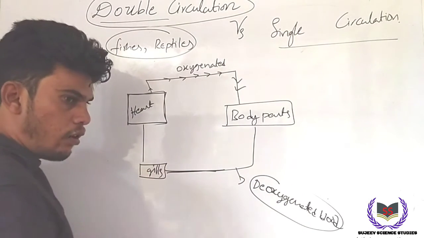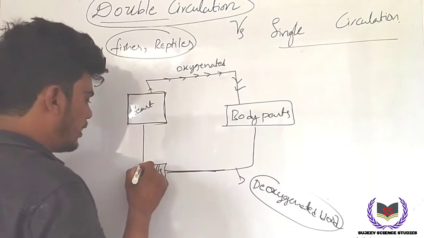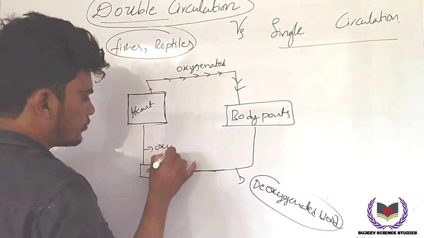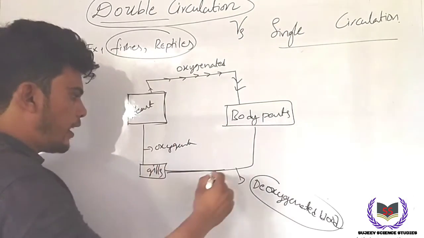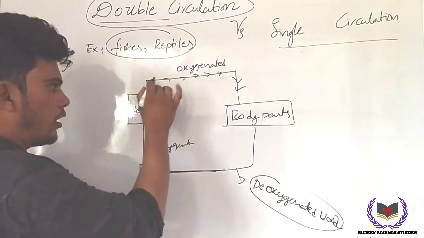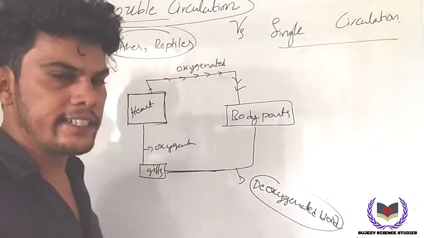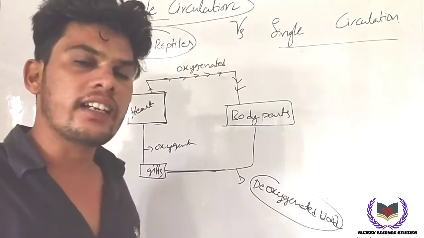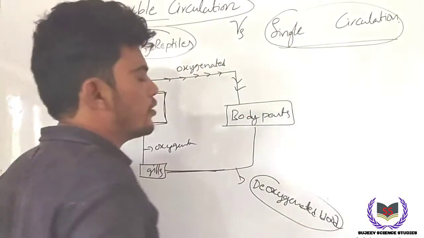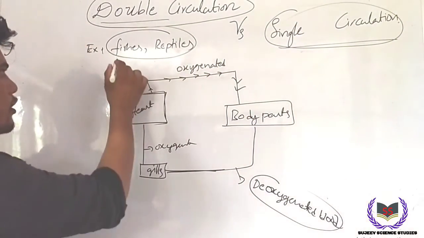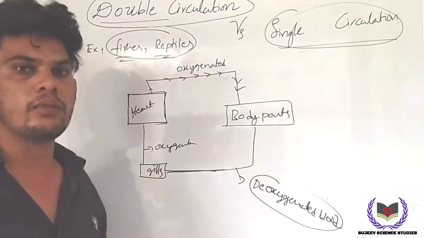In the gills, oxygen is added to the deoxygenated blood. Then that oxygenated blood goes to the heart. Look here, there is a single path, a single time. It starts from the heart and comes back to the heart. That's it. So the blood flows through the heart a single time. This kind of circulation is called single circulation. You can find this single circulation in fishes and reptiles. It's enough, there is nothing more than this. So this is about single circulation.